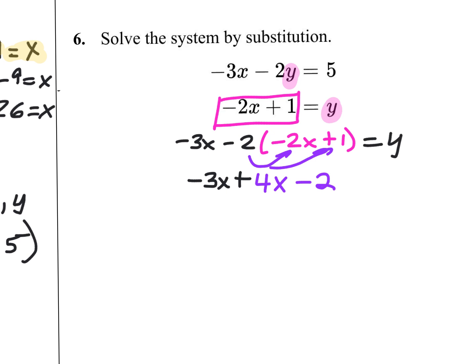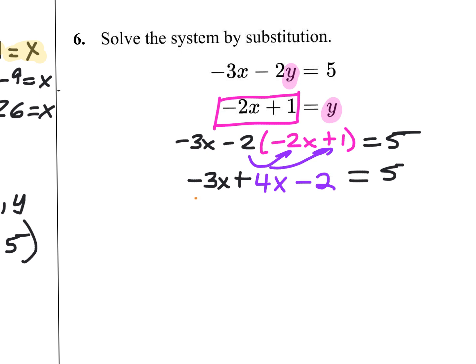What was I thinking? Why did I write a y there? Sorry about that, guys. That should be a 5. So now I've got the right thing written. Equals 5. Sorry about that, guys.